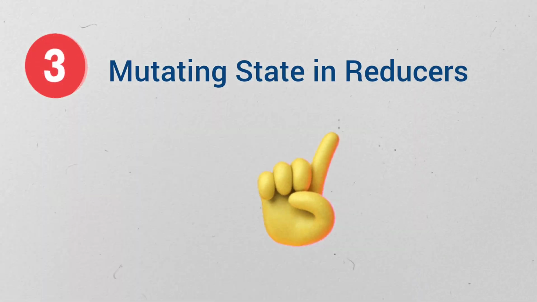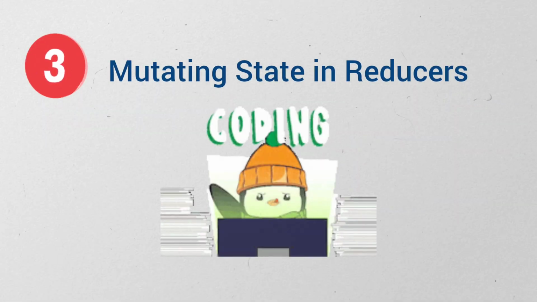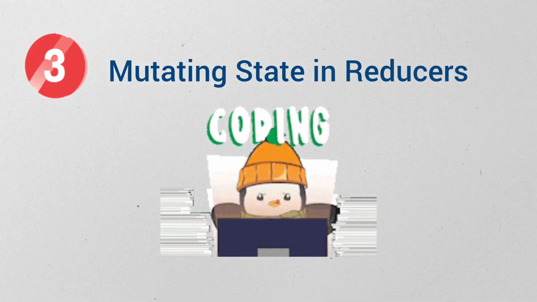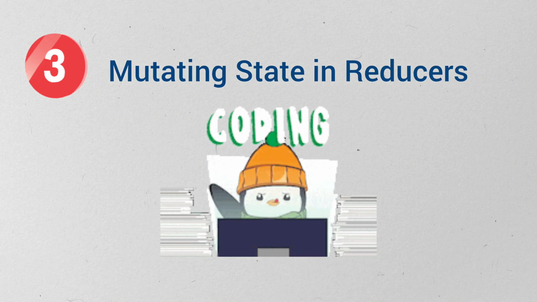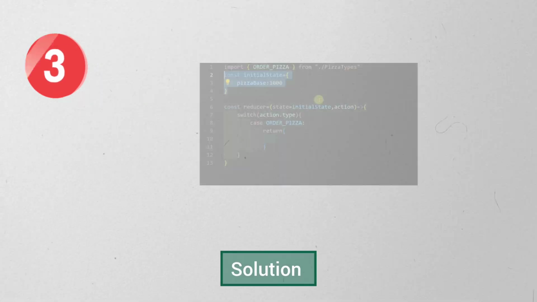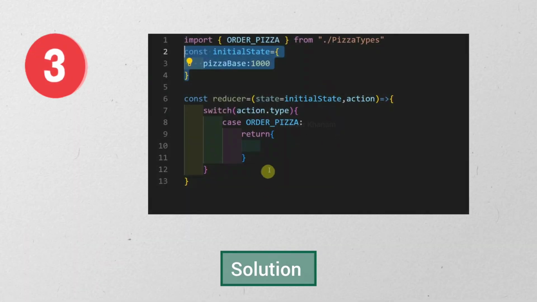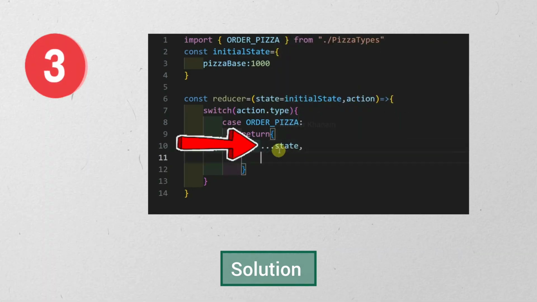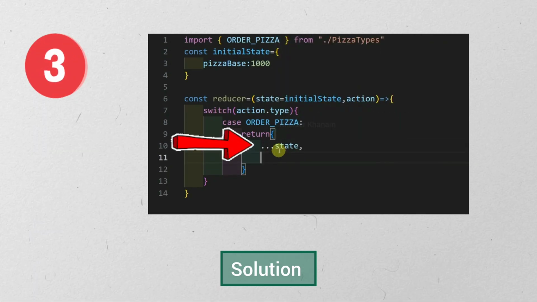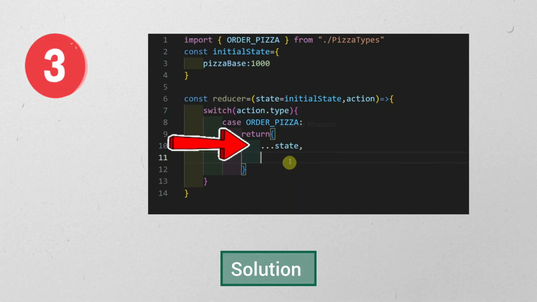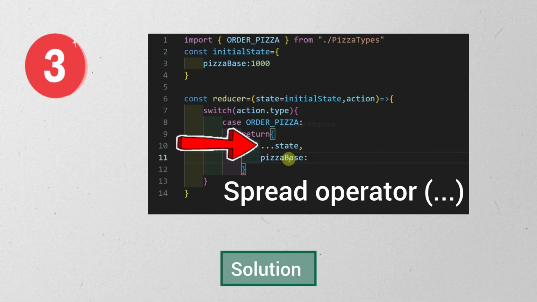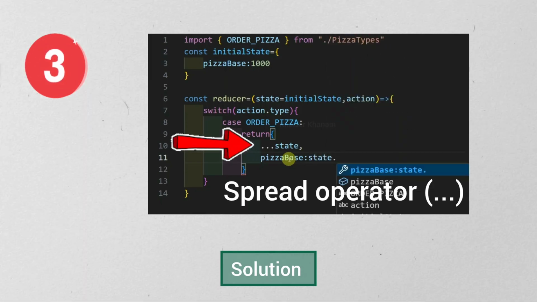Third mistake is mutating the state in reducers. What developers do is modify the state directly within the reducer, which breaks the Redux immutability rule. So for that, always return a new state object from a reducer. You can use methods like the spread operator or array concatenation methods to maintain this immutability. In our entire course, we have used the spread operator to return the next updated state from the reducer.